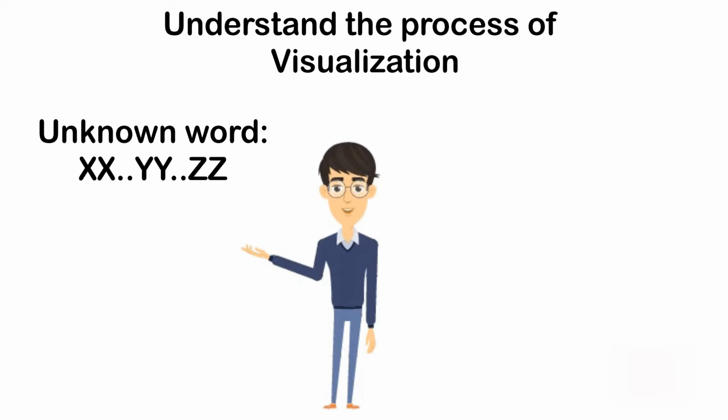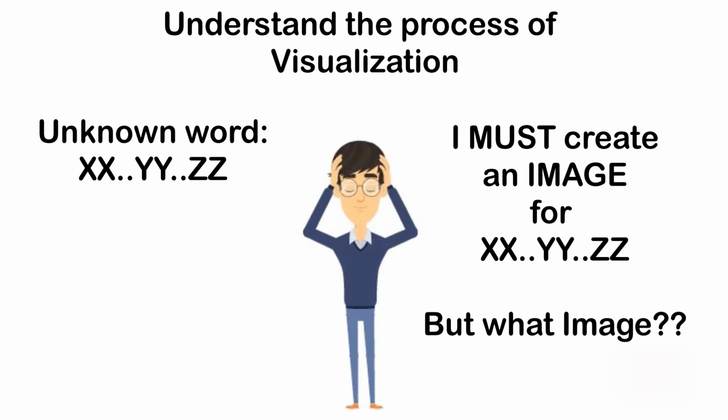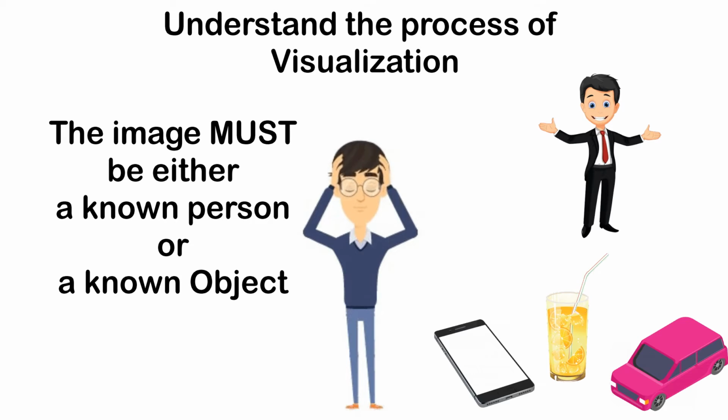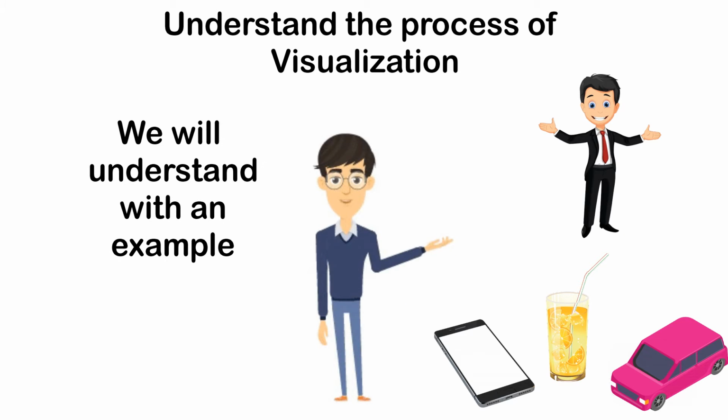Let's say, we want to memorize an unknown word. We will try to visualize the word. Make sure that the image you think must be of a person or an object. Note that our brain remembers image of a person or an object easily and for more time. We will understand the concept with an example in a minute.